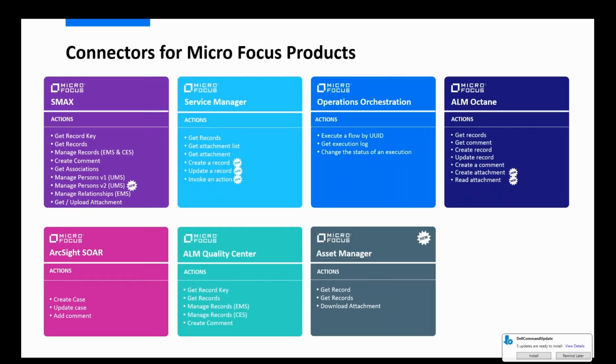And then from the connector point of view, all the items here marked with new have been added. So on Micro Focus products, we just added the Asset Manager connector. But from the connectors we had in place from the beginning, we added additional actions, like in SMAX, a manage person version 2, which allows you to also assign more than one group and more than one role when you create a person. Version 1 only allowed to set one group and one role.